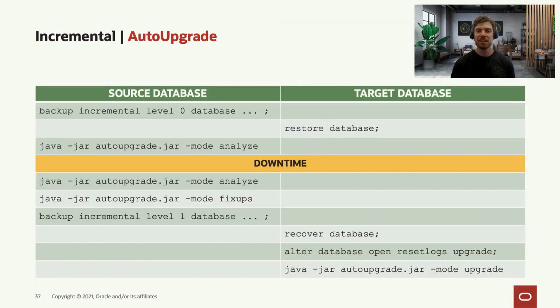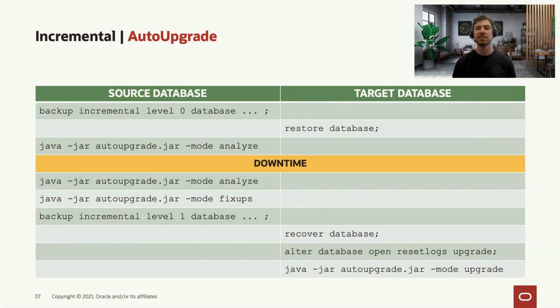So let's see this again in a timeline. First, again, we take the backup incremental level zero in the source system, move it to the target environment, and restore it there. Now, before the migration window, before the downtime, first we run AutoUpgrade in analyze mode in our source environment to check all the preparations that we need to perform before upgrading this system.